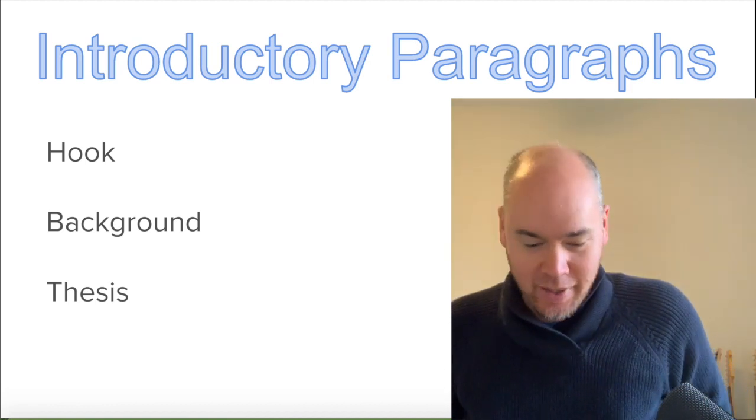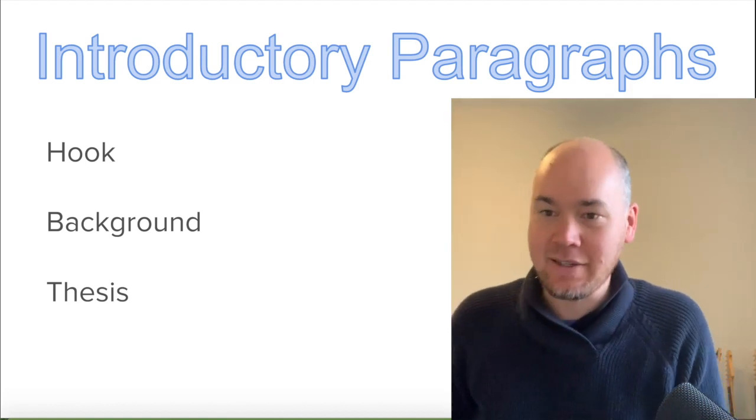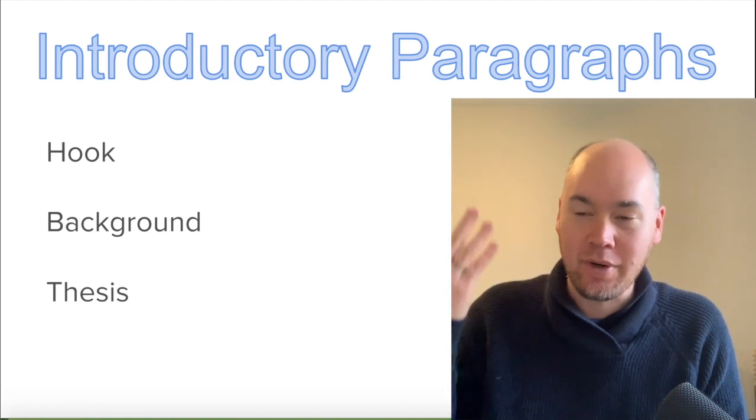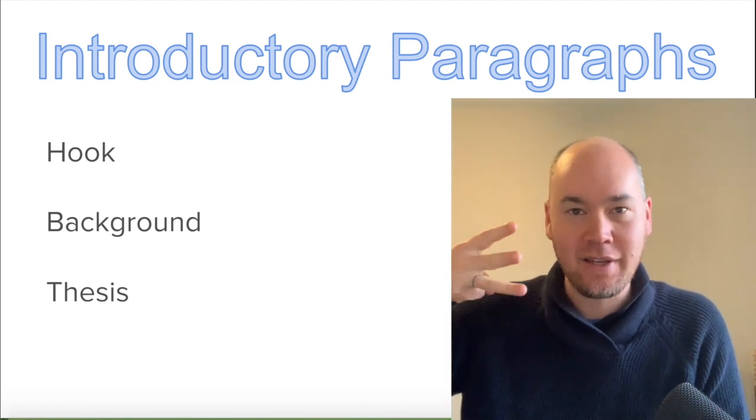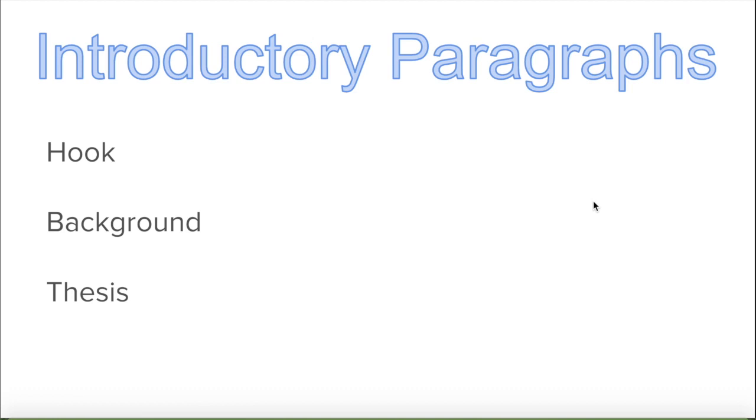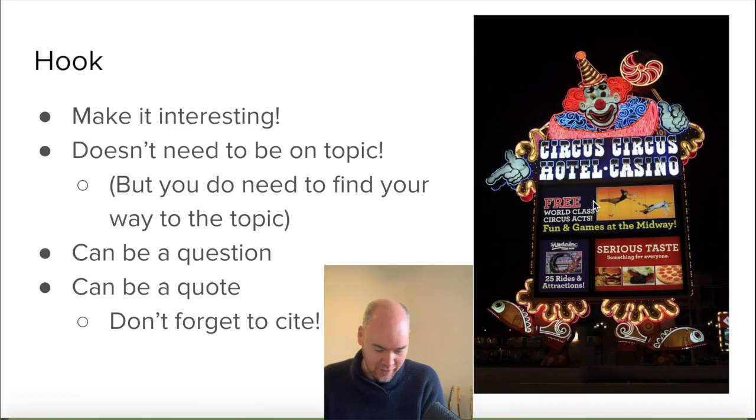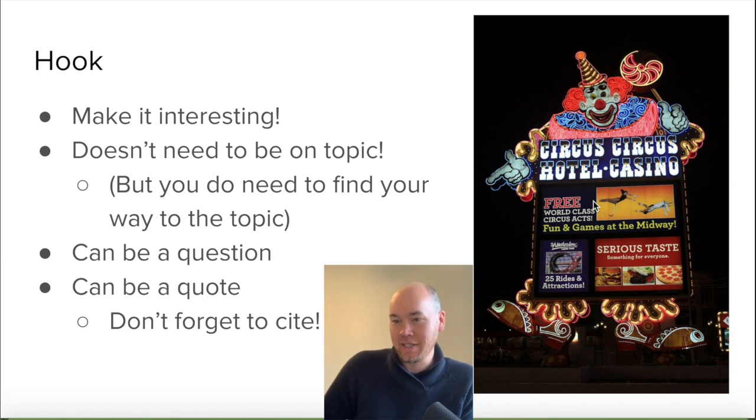So we're going to talk about writing introductory paragraphs for academic essays, specifically three important parts of them: the hook, the background, and the thesis, in that order. So, first, the hook. My rule for the hook is to make it interesting. Always make it interesting. That's what a hook is for.